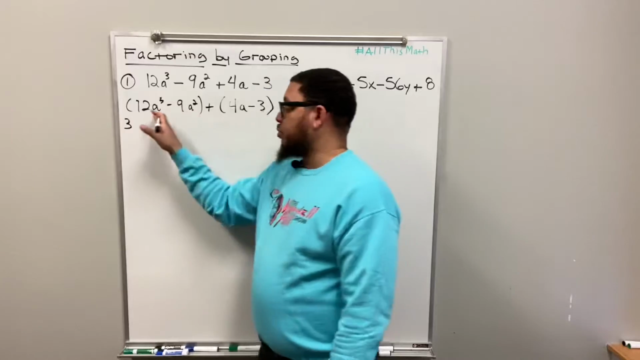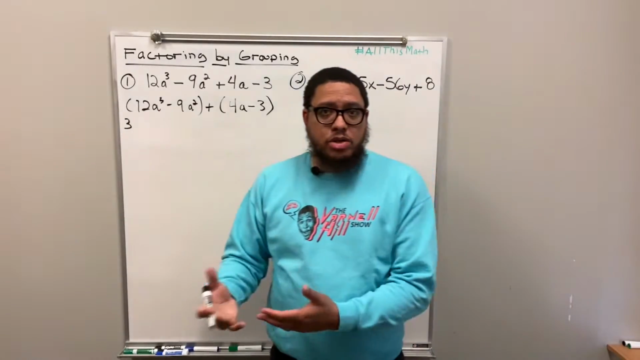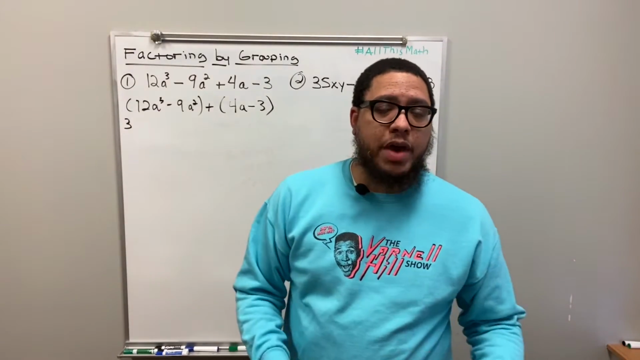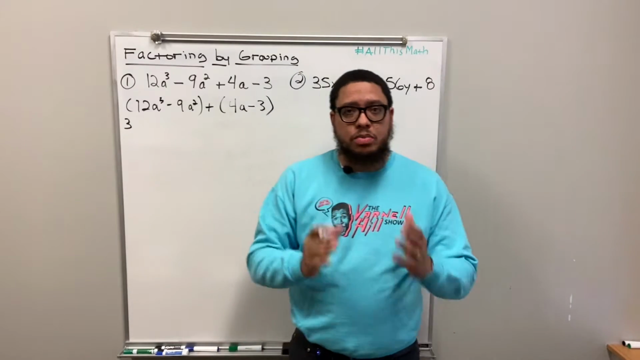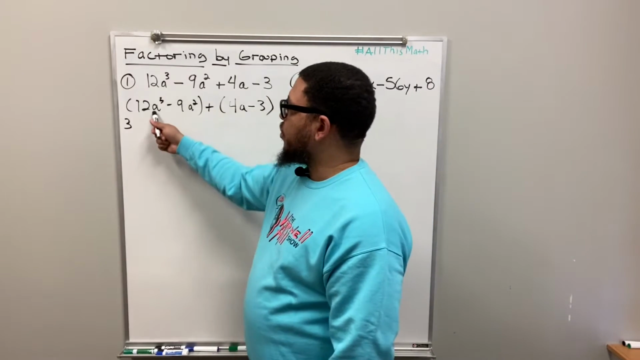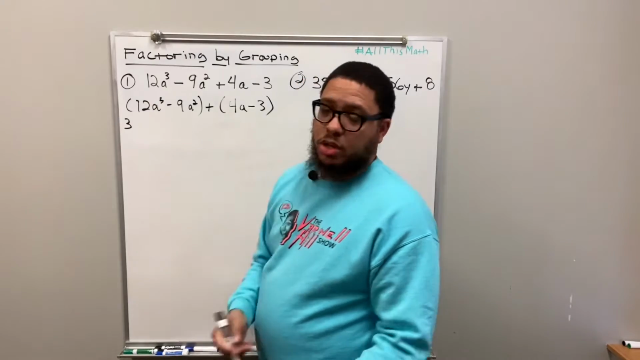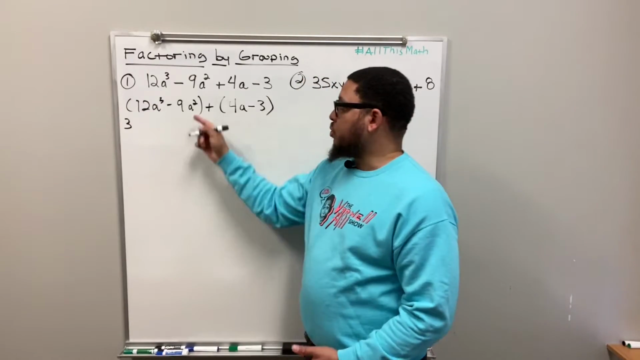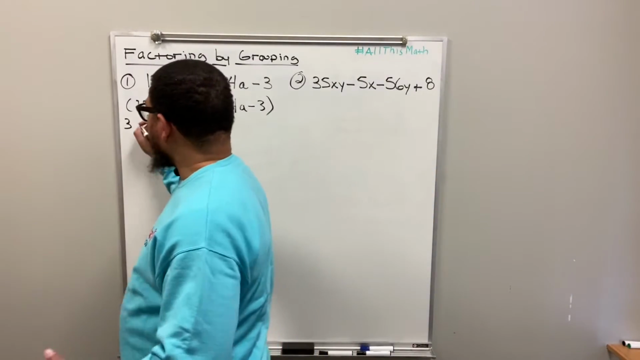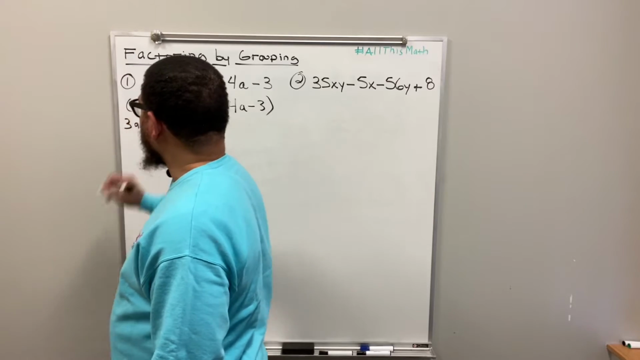Now, what about the variables? They both have a's. A's are in common. But when we're taking the greatest common factor, we always take the variable with the smaller exponent. So I got a to the third power and a to the second power. 2 is less than 3. So I'm going to use a to the second. So my GCF is 3a to the second.